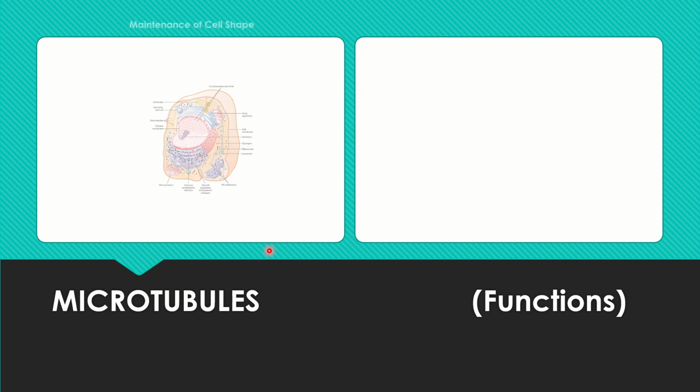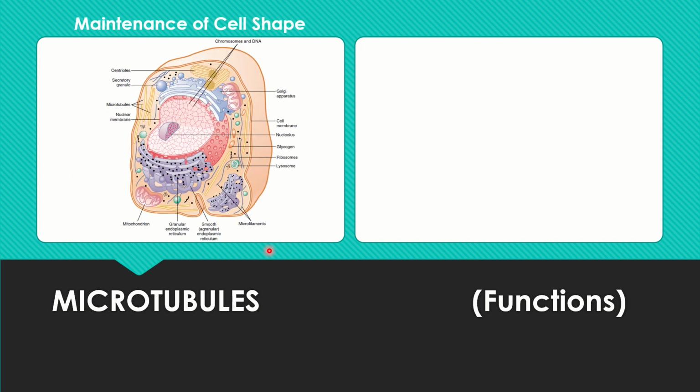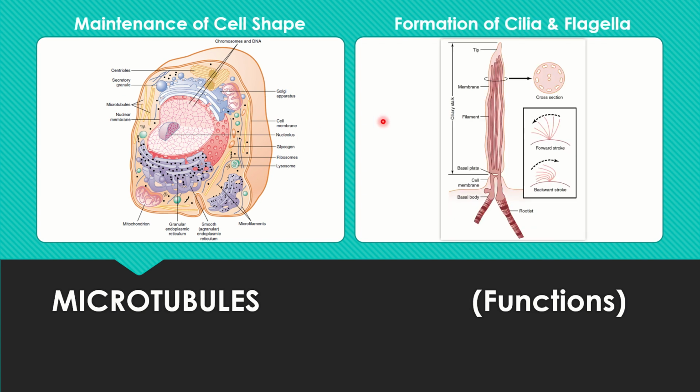Now the functions. It maintains the cell shape. See, this is the hypothetical cell, and here are the microtubules situated. They are maintaining the cell shape. They help in the formation of cilia and flagella. The cilia and flagella in the human body help in the propulsive movements of mucus and some other materials.